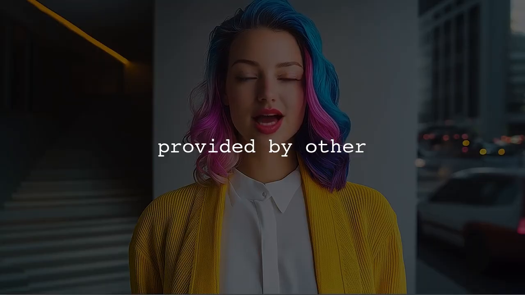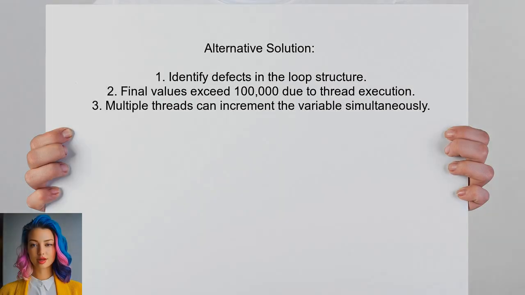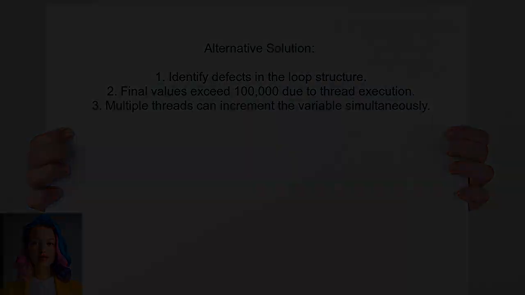Now, let's look at the answers provided by other users. An alternative solution points out two defects in the demo program. The first issue is with the way the loop is structured. Even after fixing the initial problem, the final value of the variable can still exceed 100,000. This user tested the program with multiple threads and observed that the final values were consistently higher than expected.